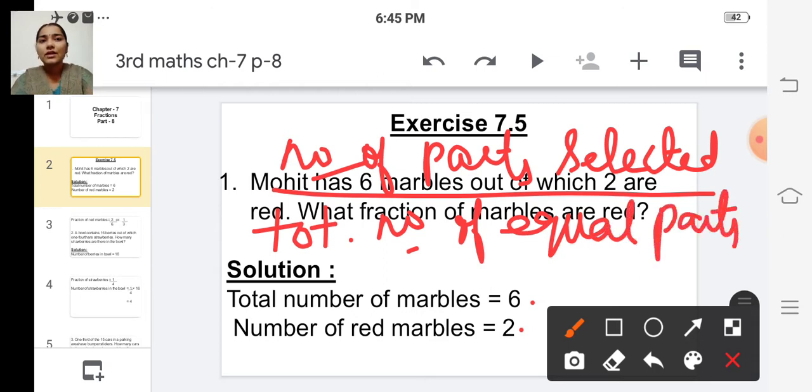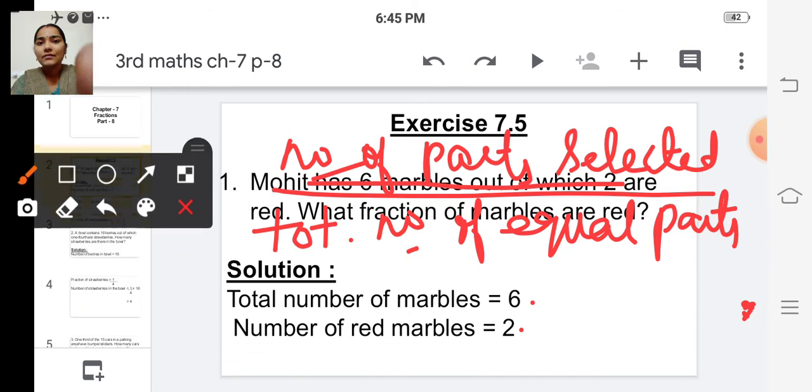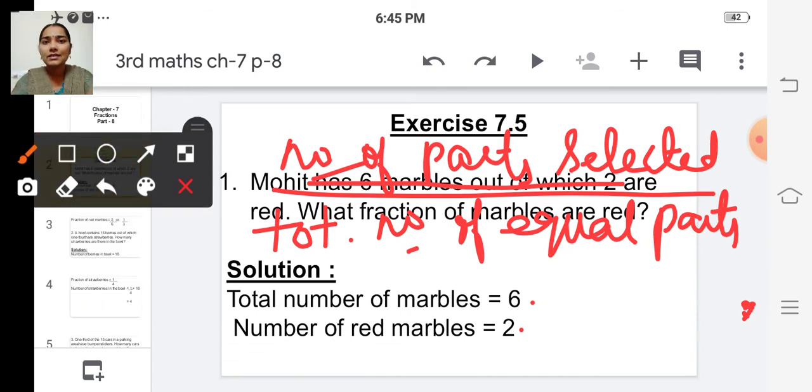So here number of parts selected means number of red marbles, isn't it? So number of red marbles is 2. So the numerator is 2 by denominator is total number of equal parts. So in this problem, total number of marbles is 6. So the denominator is 6.